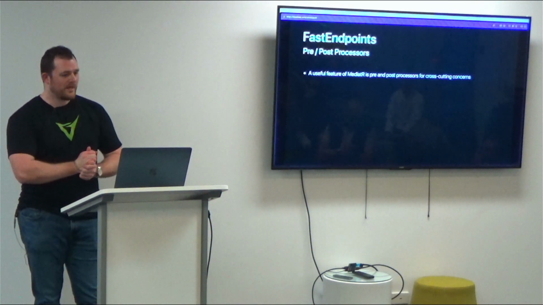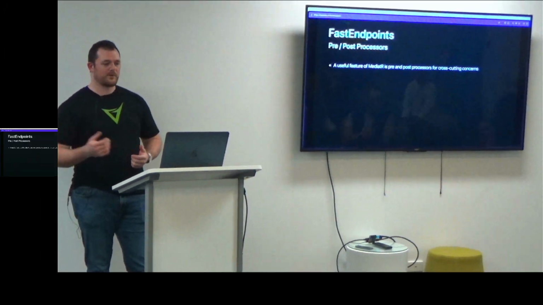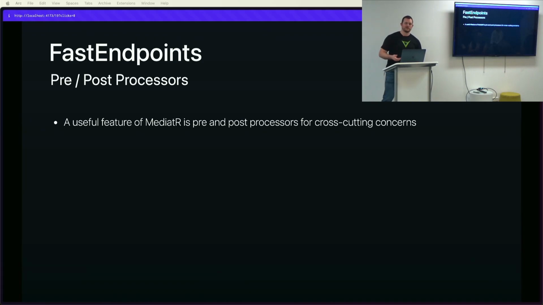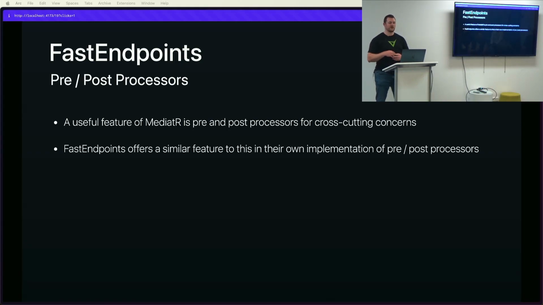Now, first up, anyone familiar with MediatR has probably used its pre and post processes or pipeline behaviors at some point. FastEndpoints has an equivalent offering here, which allows us to run code before or after the endpoint is executed. Where FastEndpoints implementation differs from MediatR is that in FastEndpoints, it wraps the endpoint execution itself, not just a single handler, and it doesn't provide a full middleware-like pattern the way a pipeline behavior would with MediatR.